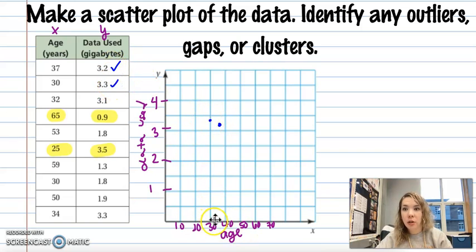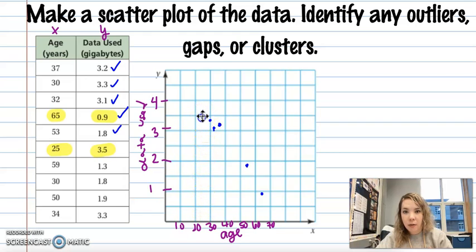32 would be just a little to the right of 30, and then just above 3 for that 3.1. 65 and almost a full gigabyte, so right between 60 and 70 and just below 1 here. Then we have 53 and 1.8, so just to the right of 50, just below 2. 25, 3.5, so right between 20 and 30.